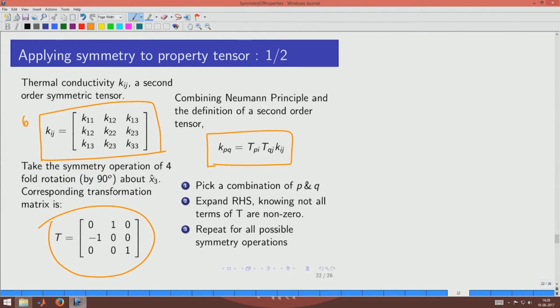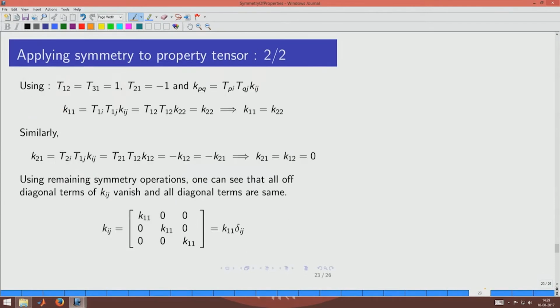When we exhaust all of them, we will be left with only very few constants among the 6 which are still independent, which is the smallest number of elements required to represent the thermal conductivity, which is a symmetric tensor. We will go through that. Let us see for a cubic crystal how a 4-fold rotation changes it. Let us have the T known here. So, the T is available.